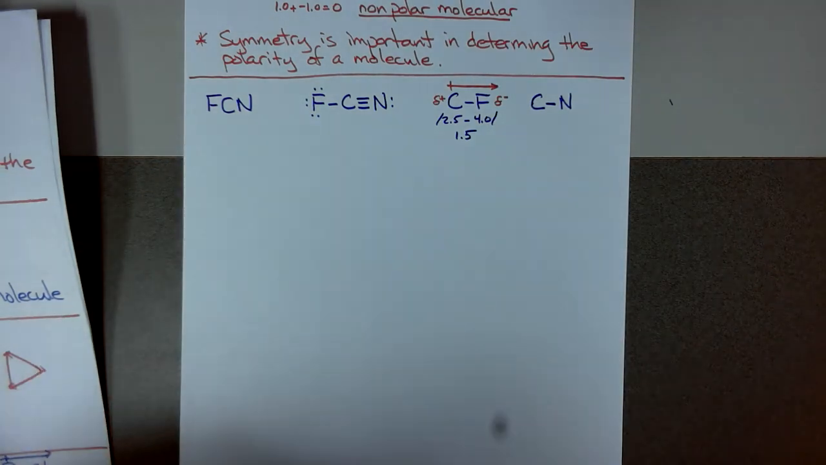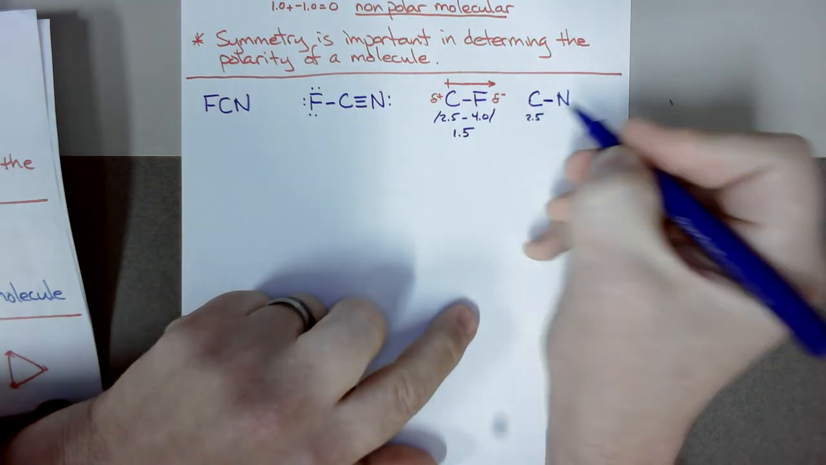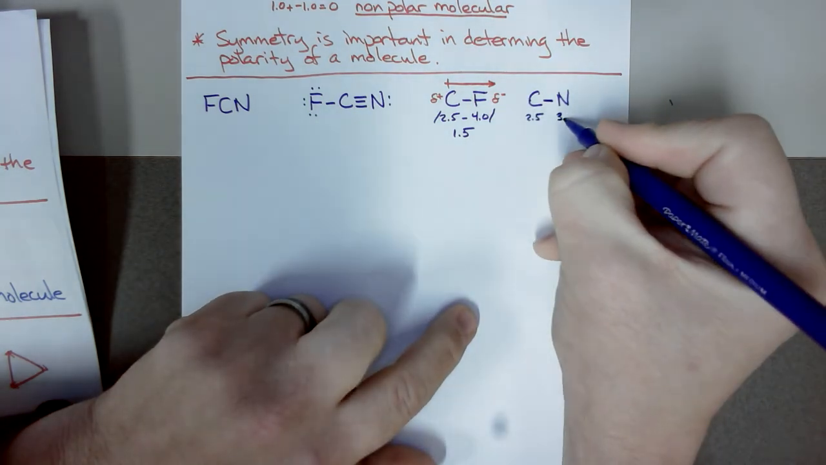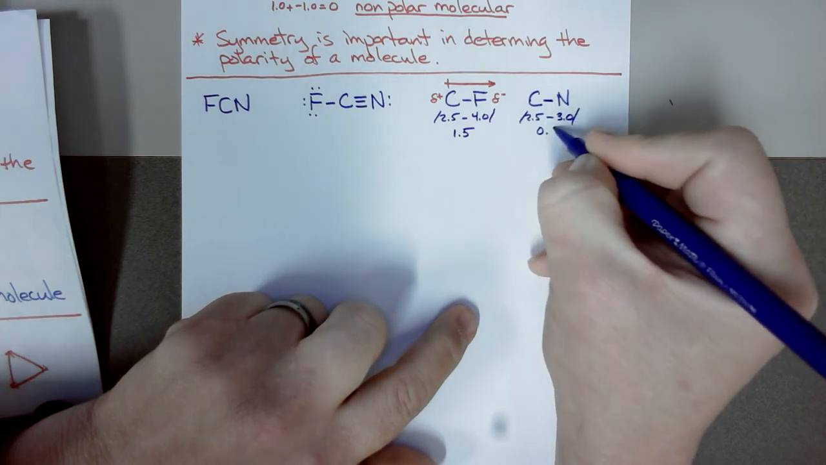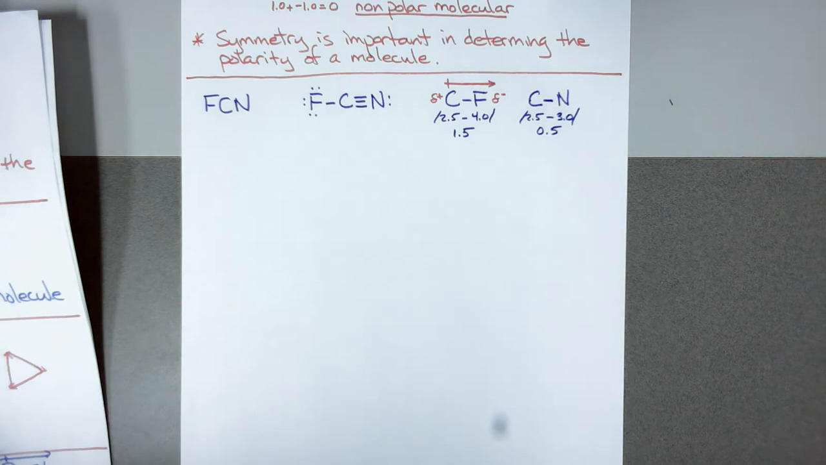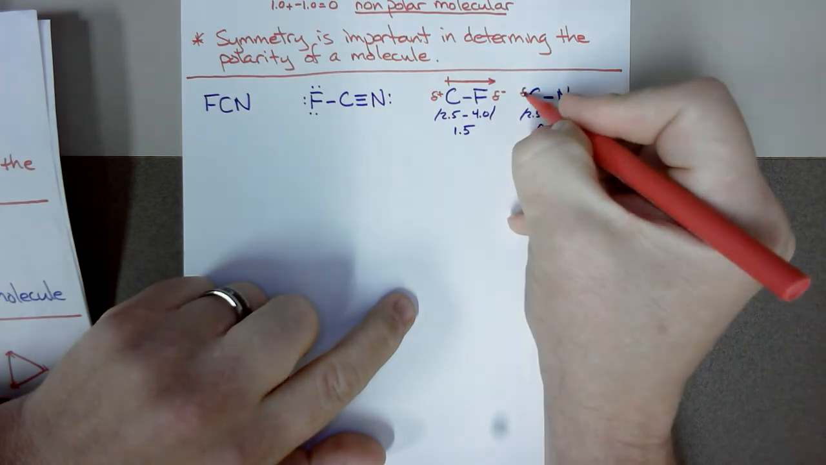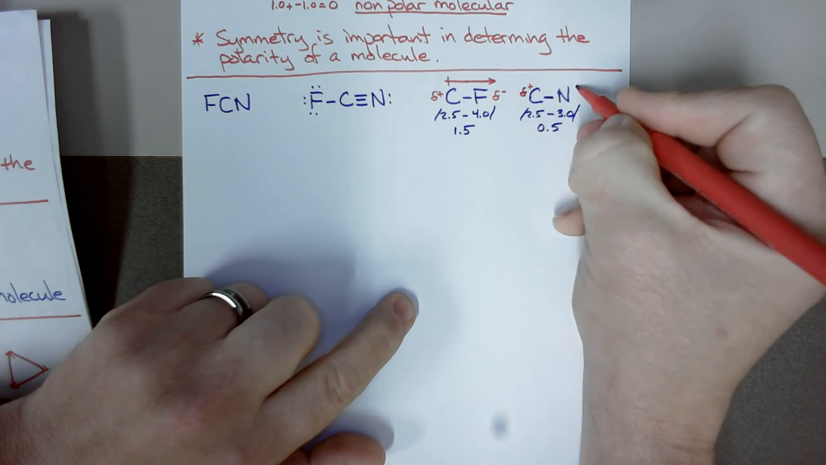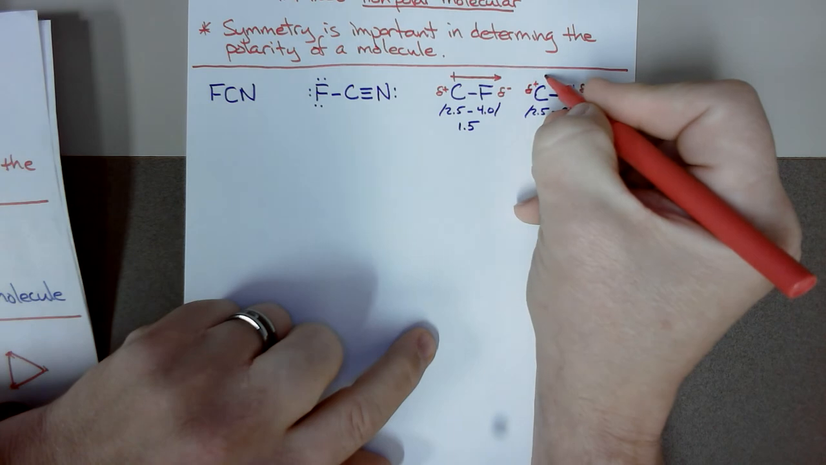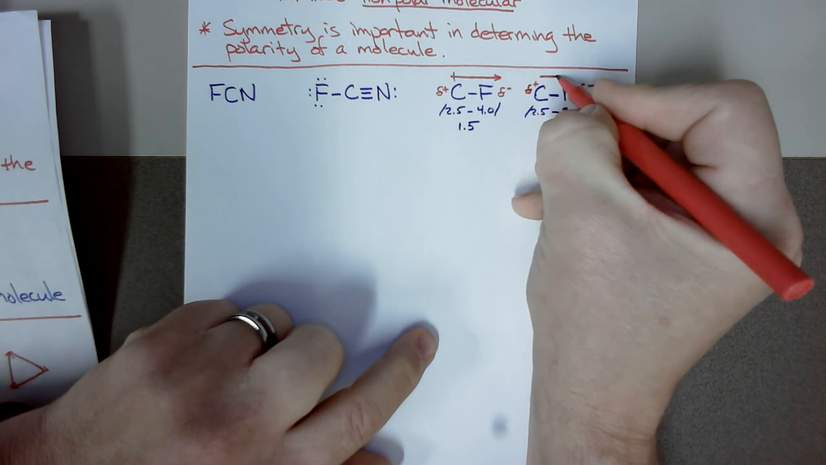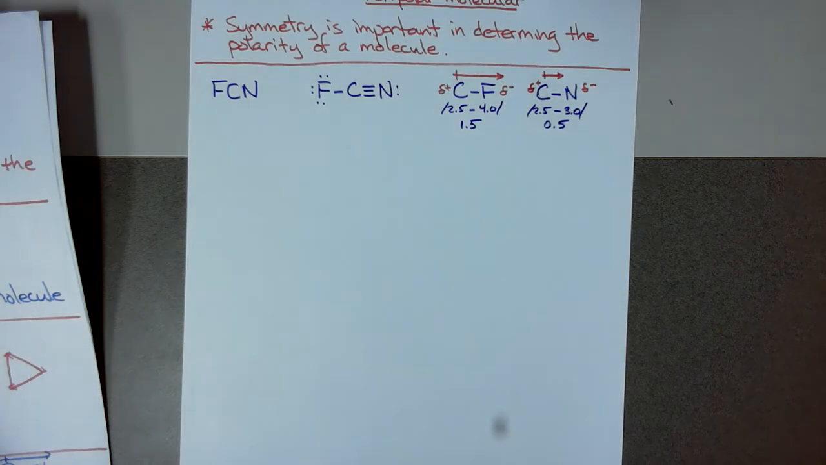Now for the carbon-nitrogen bond, we have a 2.5 for the carbon and a 3.0 for the nitrogen. That difference is 0.5, so it's not as polar, but it's still a polar bond, and this would be partially positive and partially negative. The dipole vector would not be as large as the other one, but it's still going from the carbon to the nitrogen.